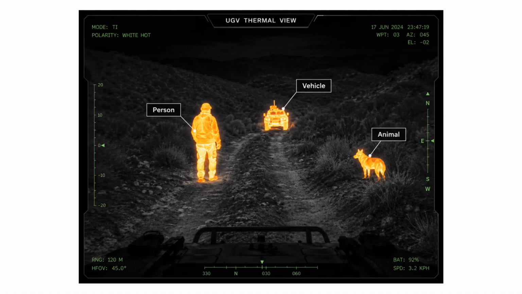It helps the UGV detect people, vehicles, and animals in complete darkness, even when a normal day camera or low-light camera may struggle to provide a clear image.